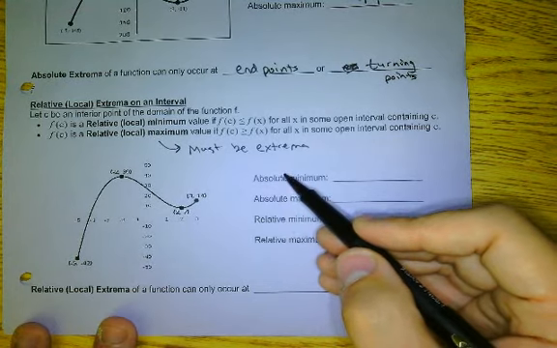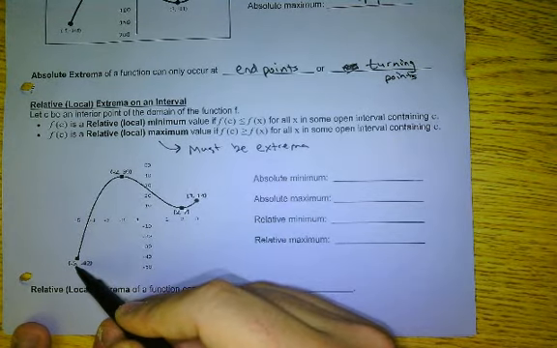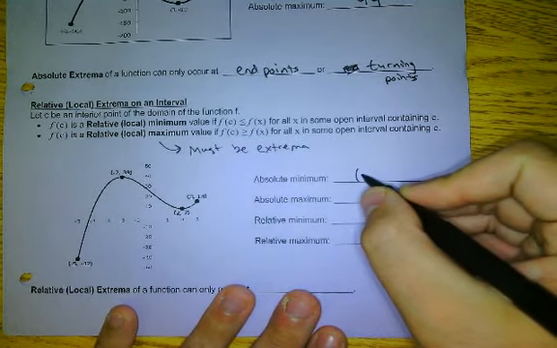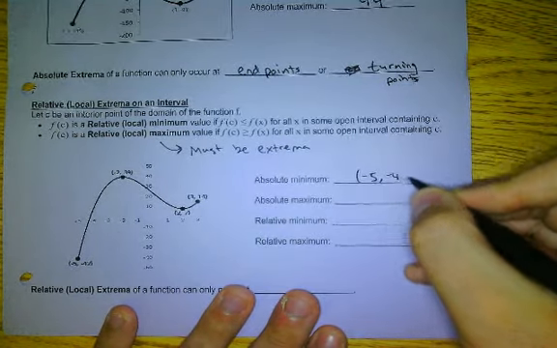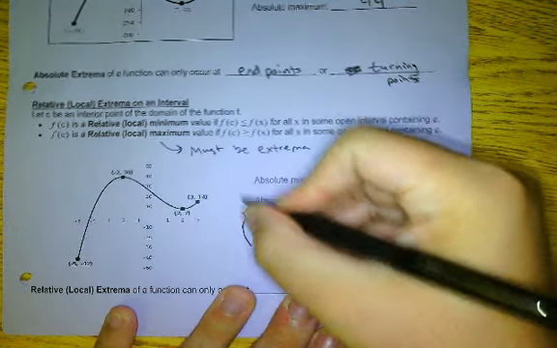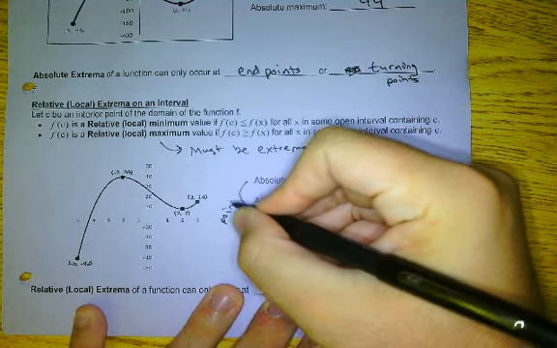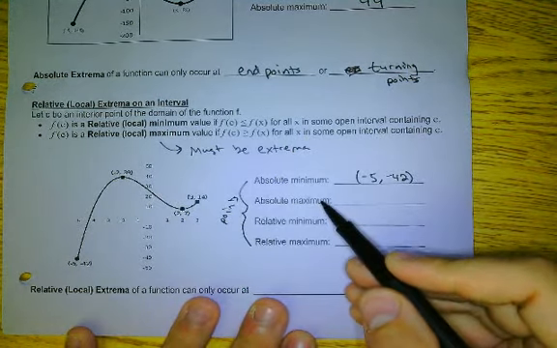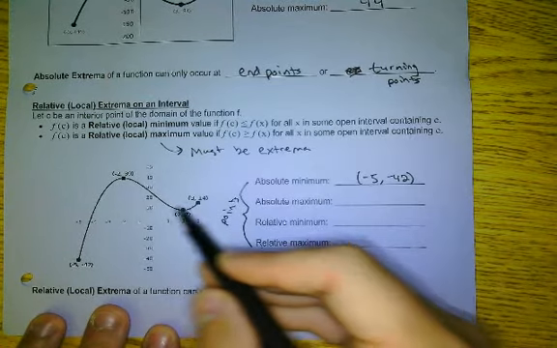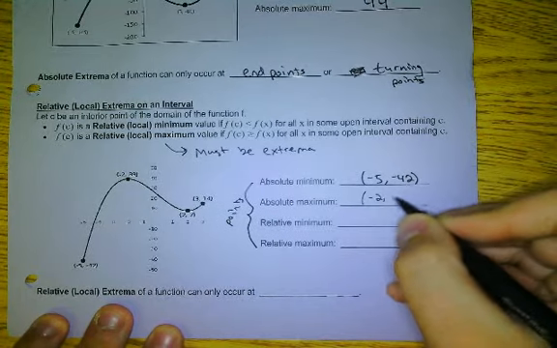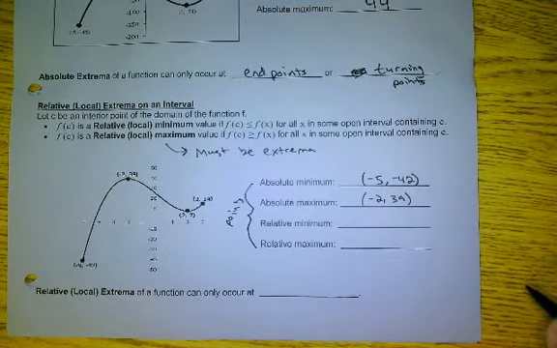So the absolute minimum here is going to be -42. I'm just going to write out the point, though, for you. Let's just say that for all of these I want points. Okay? Absolute maximum. It's actually right here at the point -2, 39.